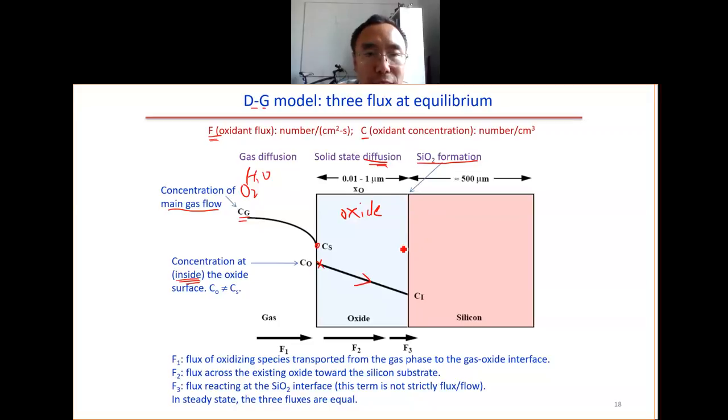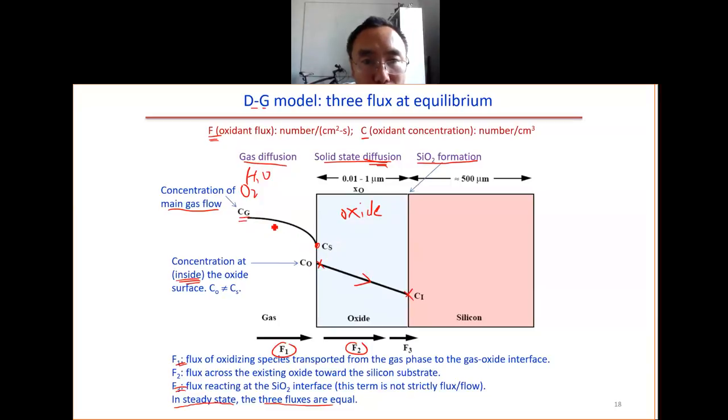So we have three fluxes. The first one is the gas diffusion, F1, the gas phase transfer. Then we have the solid state diffusion through this oxide, which is F2. Then we have the chemical reaction, which is F3. In the steady state, the three fluxes should be the same. Now we look at the fluxes one by one.